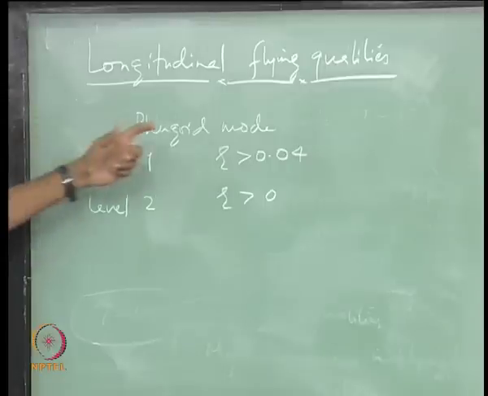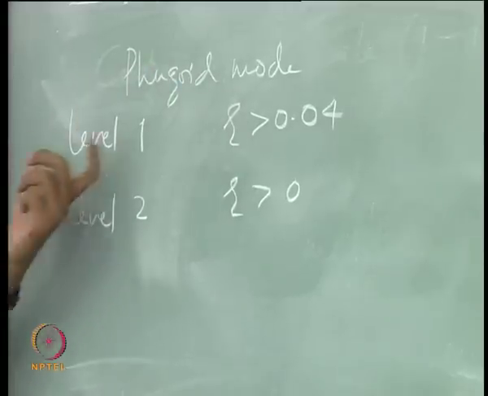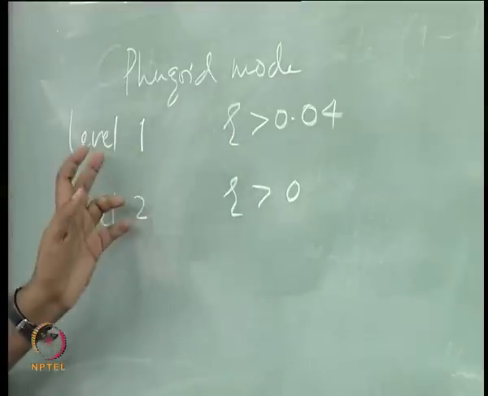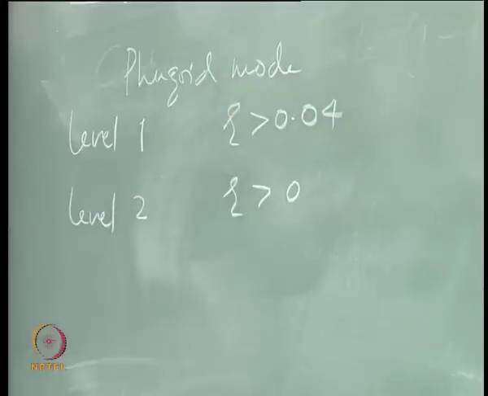So you have good flying quality in phugoid mode under these levels, when the damping ratio is level 1, if it is greater than 0.04, then you have good phugoid characteristics. Level 2, the damping should be positive.